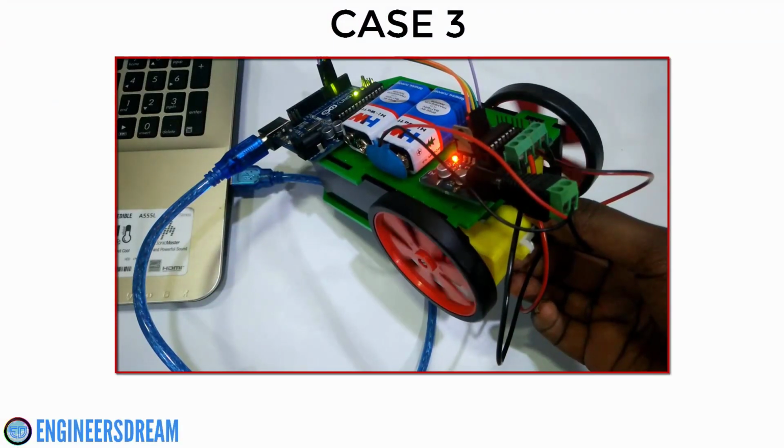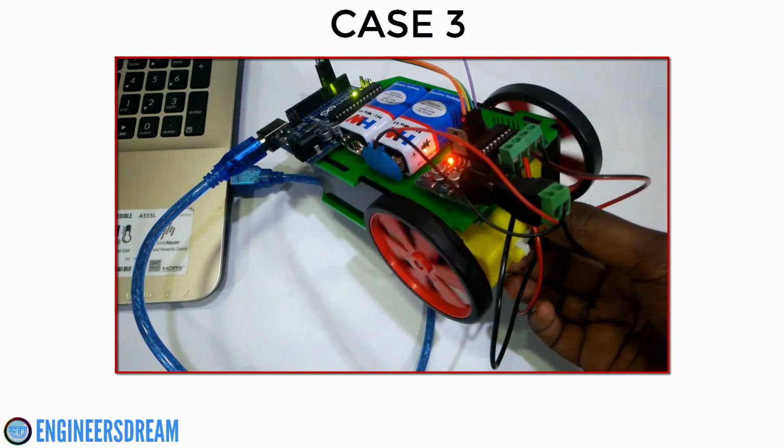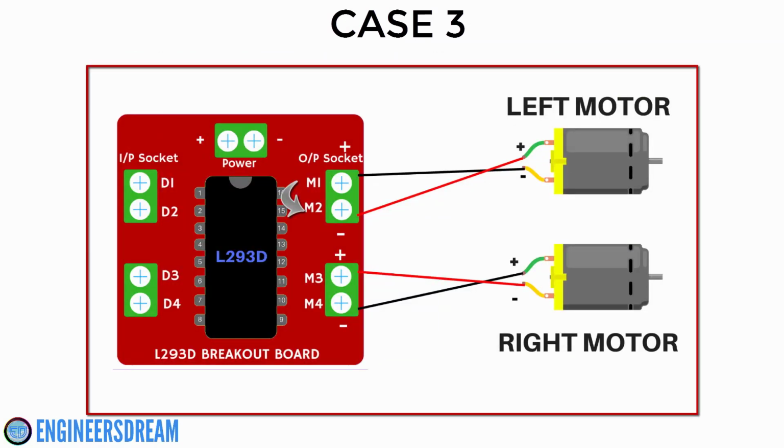For the last case, if both the motors are going backward, then I will remove the M1 wire and connect it to M2. I'll remove the M2 wire and connect it to M1. Similarly, I will remove the M3 wire and connect it to M4, and I will remove the M4 wire and connect it to M3.